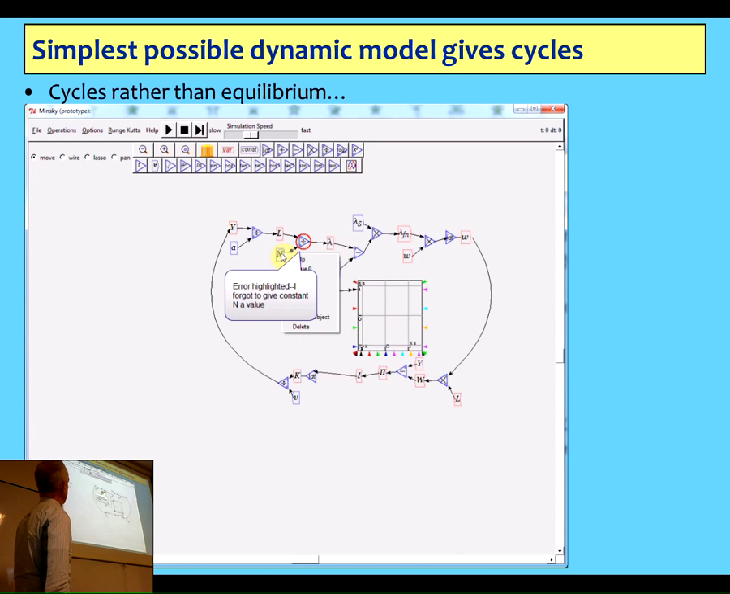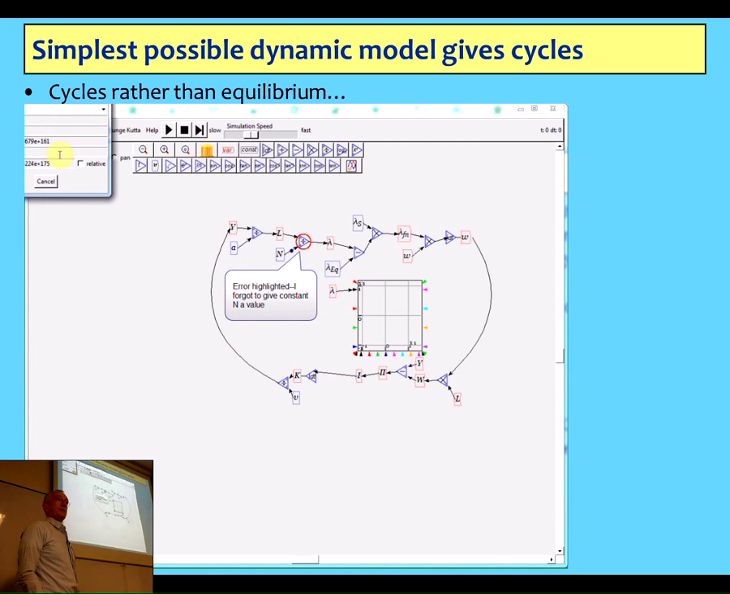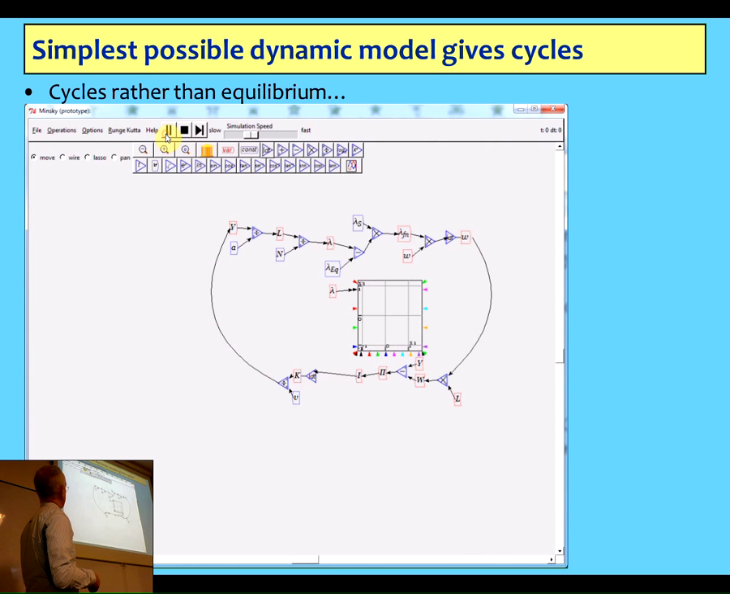I forgot to put a value for n, population. So the program warns me by putting a circle around where the error comes in. So I go back up here and now type in a value for n. And I should have shown that on screen, but yeah. And there you go.